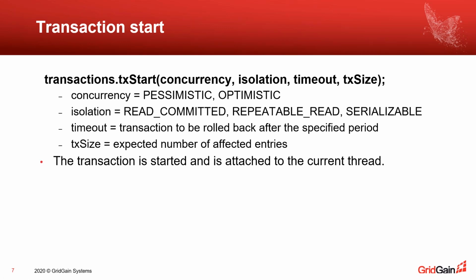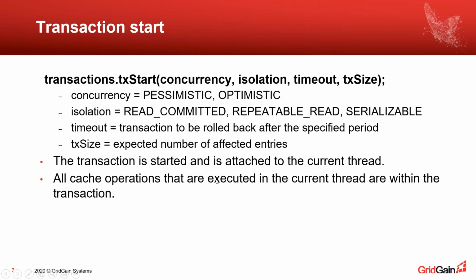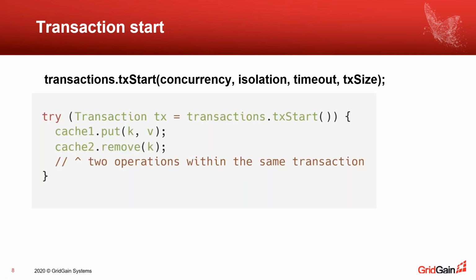When we call txStart, the transaction is actually started and is attached to the current thread. The thread is important here because all cache operations that are executed in the current thread will be within the transaction, in case these operations work with transactional caches. So here's the example. We just perform a txStart. Right now, this thread works in a transactional scope, and these two operations, put and remove, will be transactional. So either both of them will be committed, or the whole transaction will be rolled back.